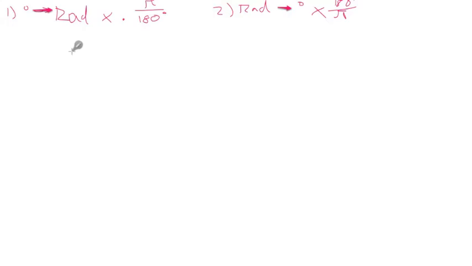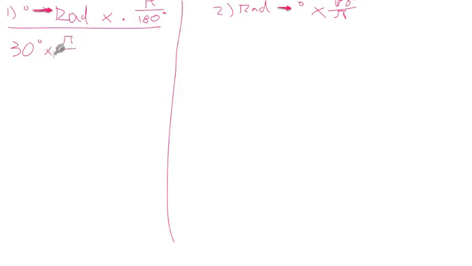So let's start with this one, degrees to radians. So got a simple one. Let's do 30 degrees into radians. So what you want to do is times by pi over 180. And the thing is, you want to keep it in terms of pi when you're doing this. So keep in terms of pi when you're going into radians.